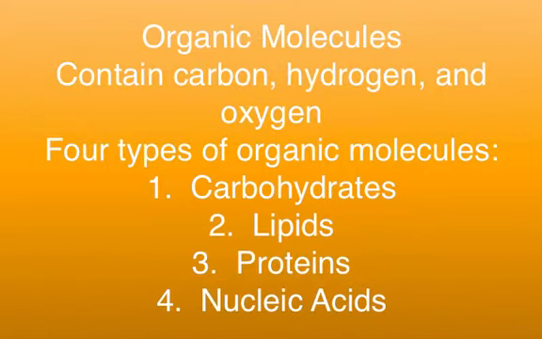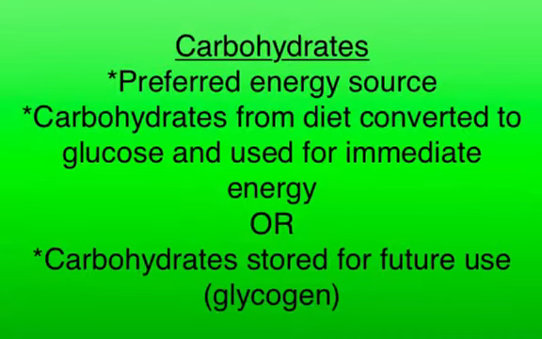Organic molecules are molecules that contain hydrogen, carbon, and usually oxygen as their main molecules. There are 4 different organic molecules: carbohydrates, lipids, proteins, and nucleic acids. Carbohydrates are the preferred source of energy for most of the tissues in the body, including the nervous system and the heart. Carbohydrates from the diet are converted into glucose, which can either be immediately used as a source of energy or stored for future use.